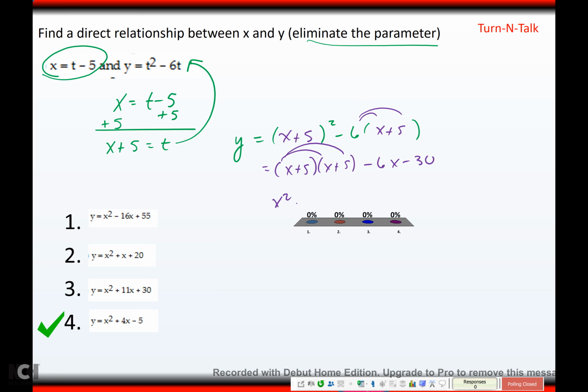x squared plus 5x plus 5x plus 25 minus 6x minus 30. I got x squared. I got 10x, take away 6x is positive 4x, and I got 25, take away 30 is negative 5. So there's my relationship between x and y.